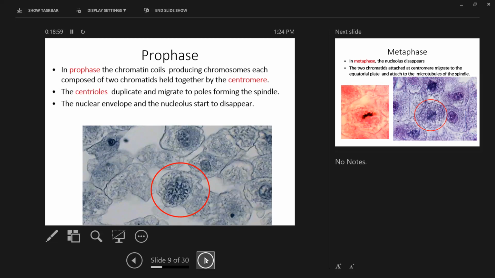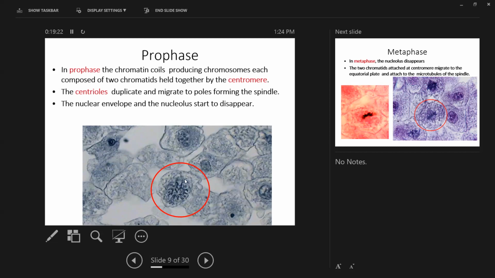The nuclear membrane, what we call the nuclear envelope, the membrane of the nucleus instead of the cell membrane, disappears, it breaks down. And a structure called the nucleolus, which is a dark staining structure in the middle of the nucleus, starts to break down too. Here we see, here's a cell in prophase right here.